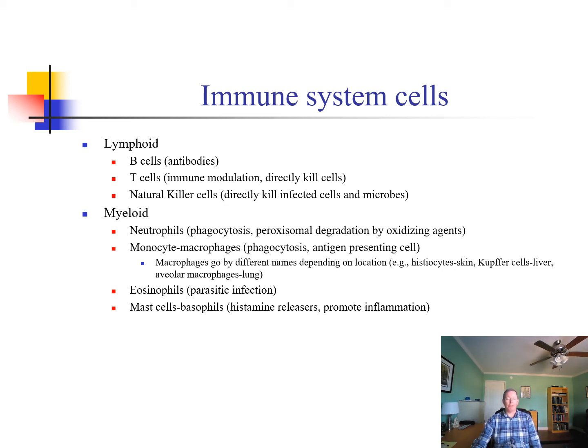Eosinophils are very specific to fight off parasitic infections. So if you have parasitic worms that are endemic in your area, the eosinophils are going to actually lead the charge to try and fight off those pathogens. Mast cells, such as basophils, are histamine releasers. They promote inflammation and thereby wall off and give the body time to actually go and fight off this pathogen.